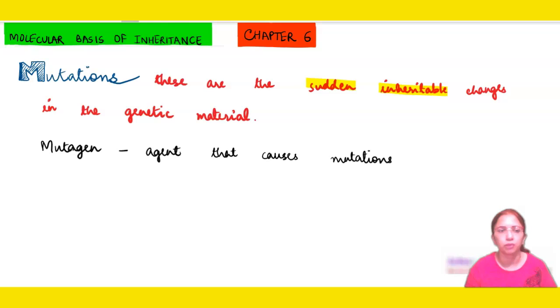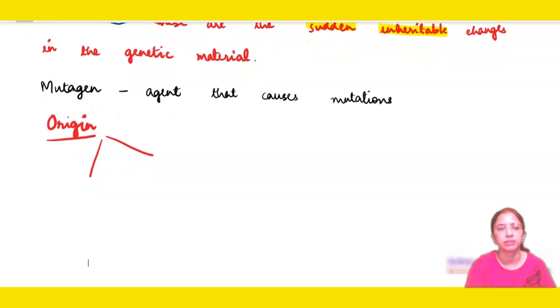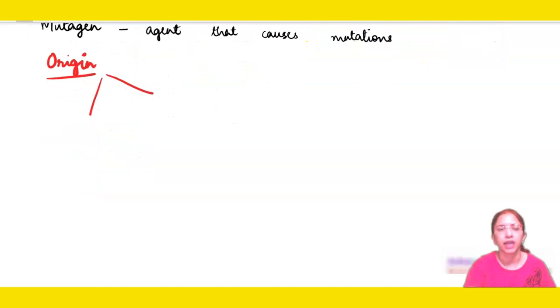Now, basing upon the origin, mutations can be bifurcated into two types. Okay, the way they originate, we can classify them into two parts. Of course, the first one will be spontaneous mutation and another will be induced mutation.